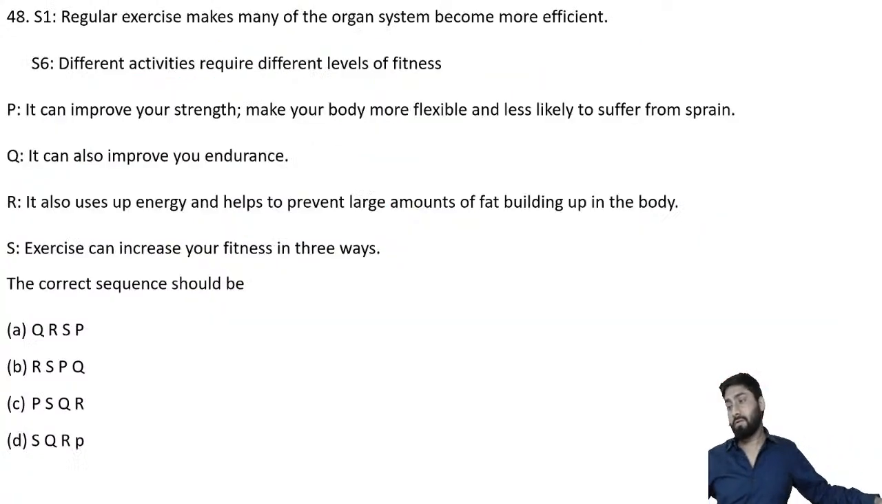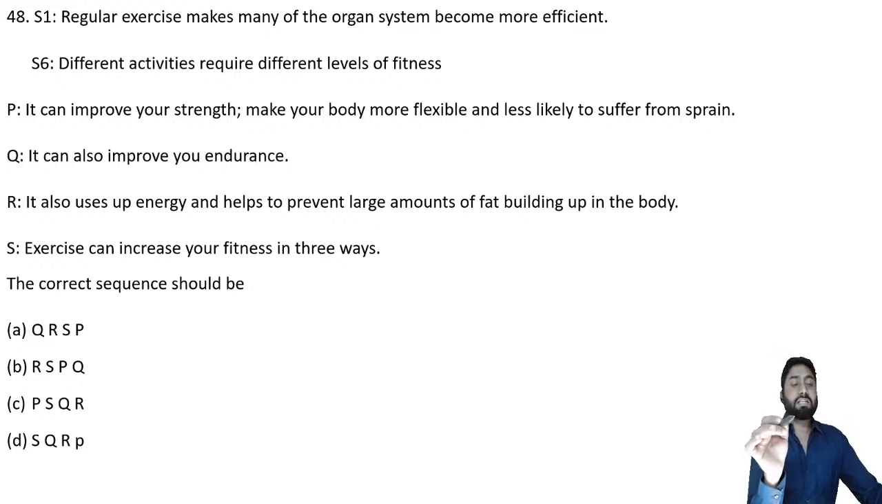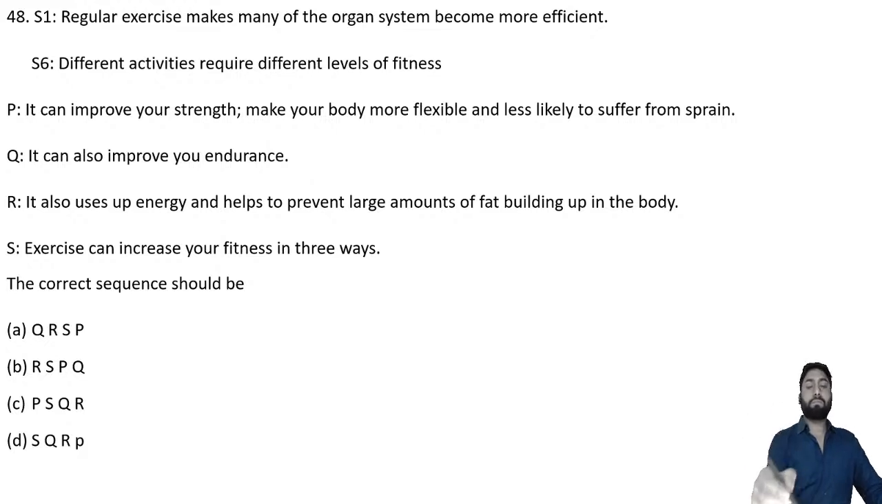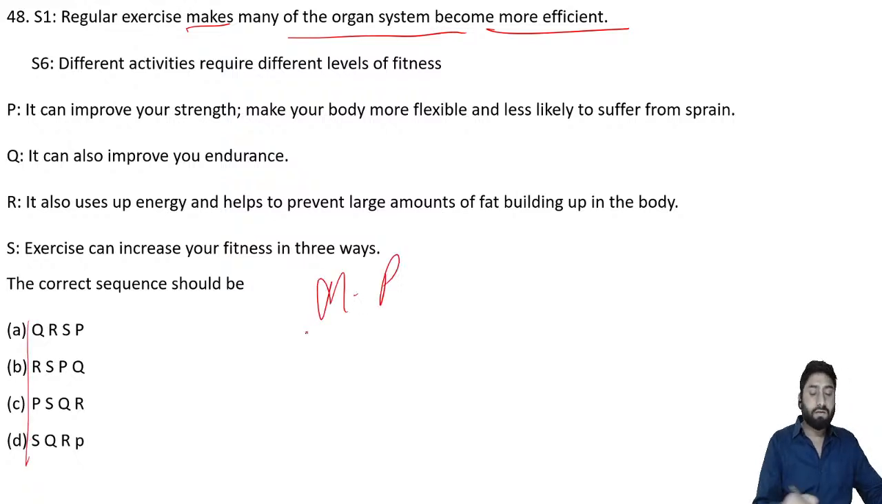Go to the next one. 48. Again, I think it is typed properly. Regular exercise makes many of the organ systems become more efficient. Different activities require different levels of fitness. That's the last one. You have the options: Q, R, P, S. It means nothing can be done from here. You have to form the mandatory pairs. Work on that. So which one forms the mandatory pair with regular exercise? That's what you have to work on.